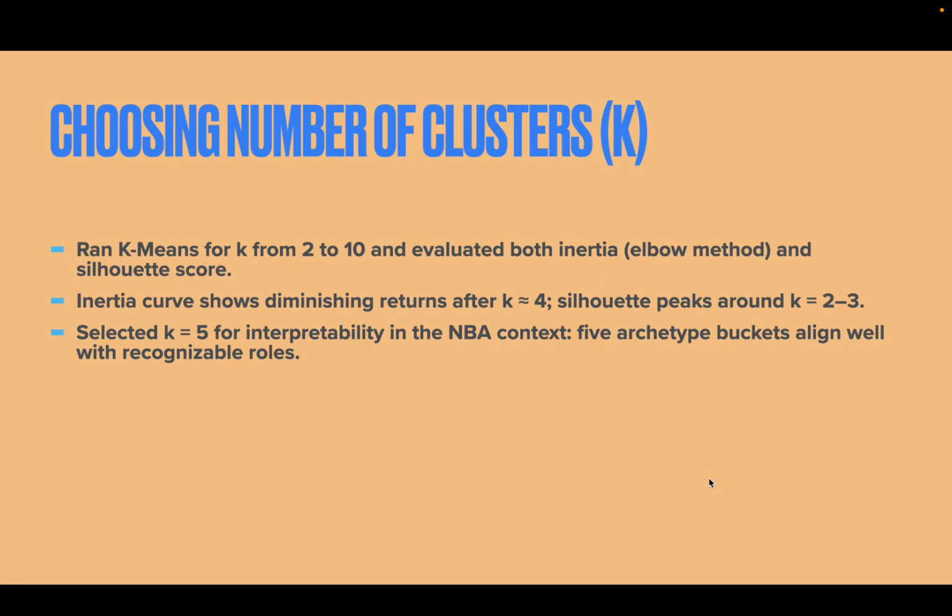Choosing the number of clusters, I ran k-means for k from 2 to 10, and evaluated both inertia and silhouette score. The inertia curve showed diminishing returns after about 4, and silhouette peaked around 2 to 3. So I ended up selecting a little bit above there, k equals 5, for interpretability in the NBA context. I thought 5 archetypes would align well with different types of roles for different teams and different players.